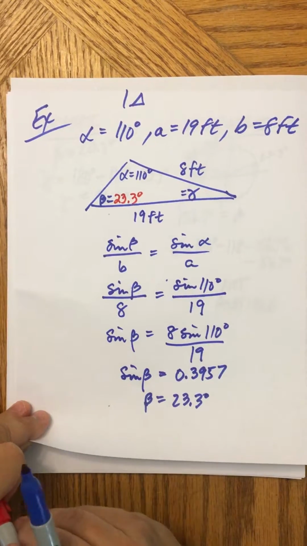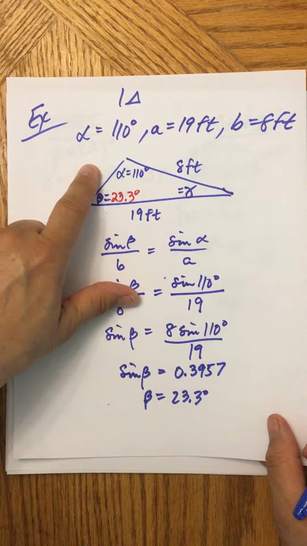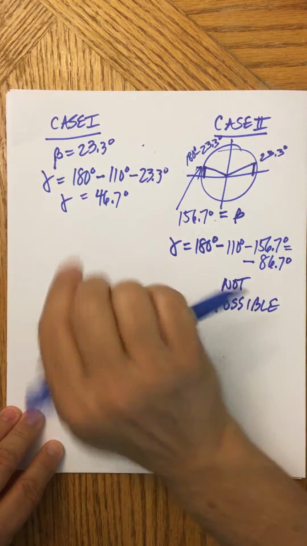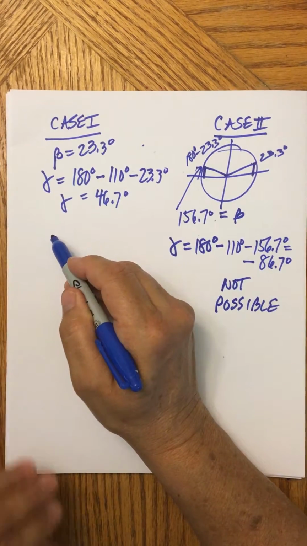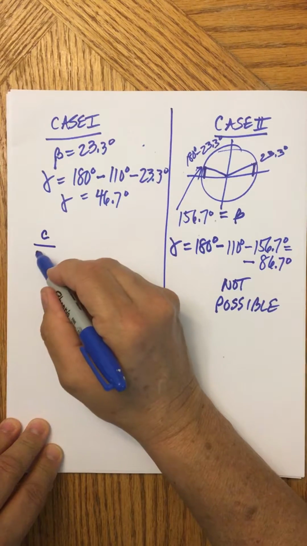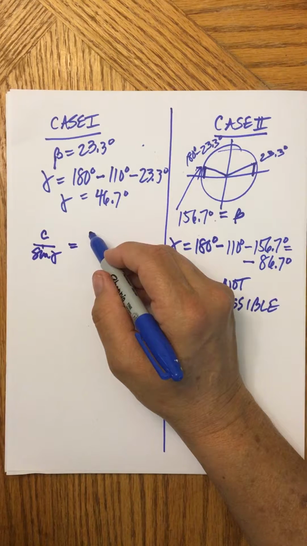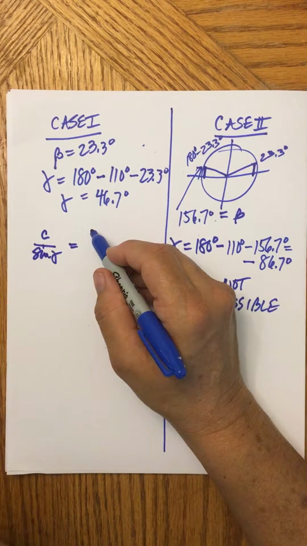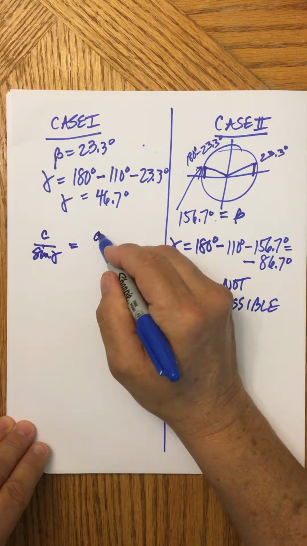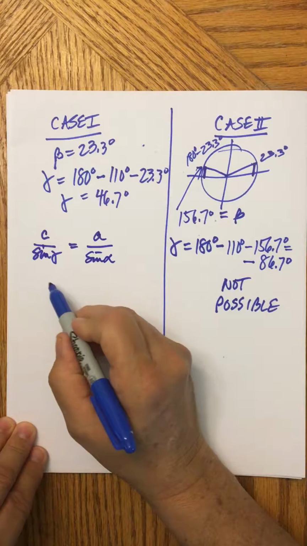We already figured out gamma, so we just have to figure out C. We figured out gamma was 46.7, so now we're going to set up a ratio to solve for C. So we're going to say C is to sine of gamma as, and we figured out 23.3 degrees for B, and we know it's 8 across from 8 feet. But I like to work with what I was given that's more precise, so I'm going to use A is to sine of alpha. But you really could use either one. So then we're going to fill everything in.